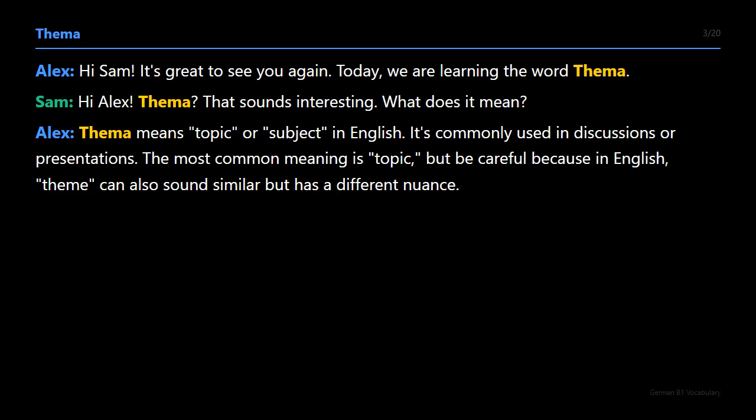Thema. That sounds interesting. What does it mean? Thema means topic or subject in English. It's commonly used in discussions or presentations. The most common meaning is topic, but be careful because in English, theme can also sound similar but has a different nuance. Good to know.